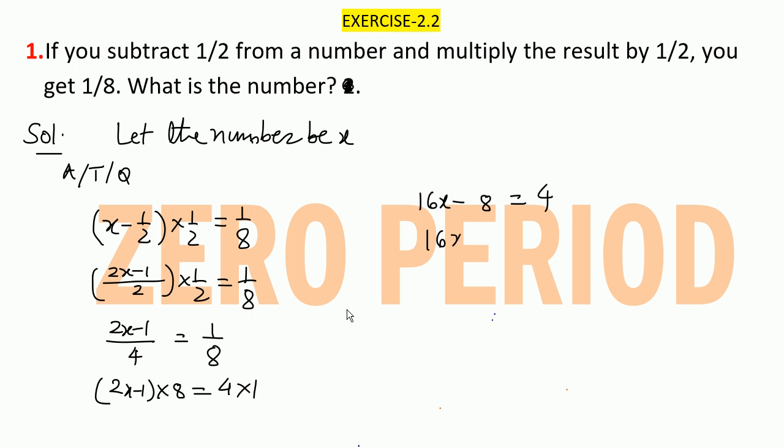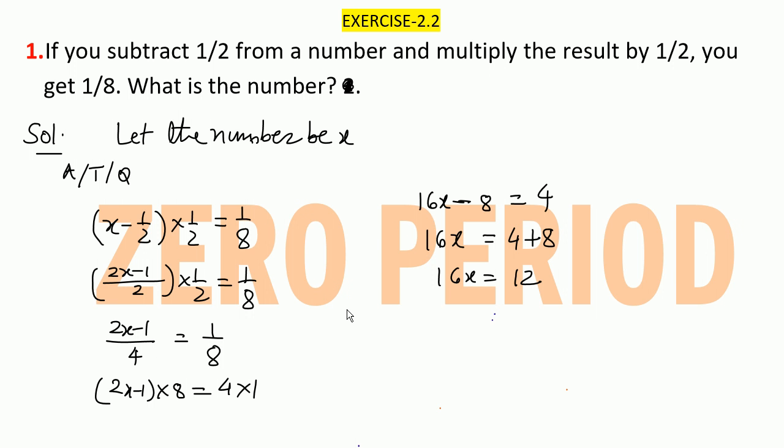16x is the term with a variable and 8 and 4 are constants. So take both the constants together, 8 plus 4. By using the transposing method, this minus sign becomes plus, so the operation will be changed when any number goes from left hand side to right hand side or right hand side to left hand side. 16x is equal to 12.